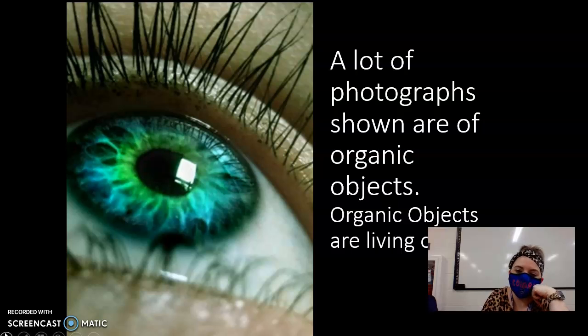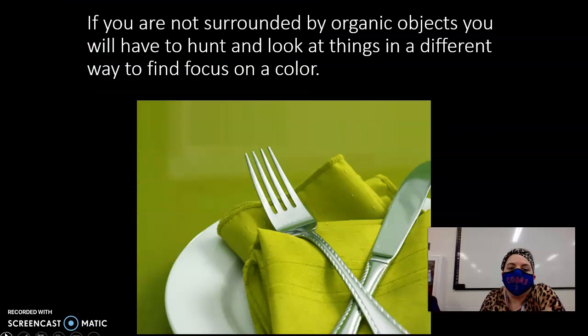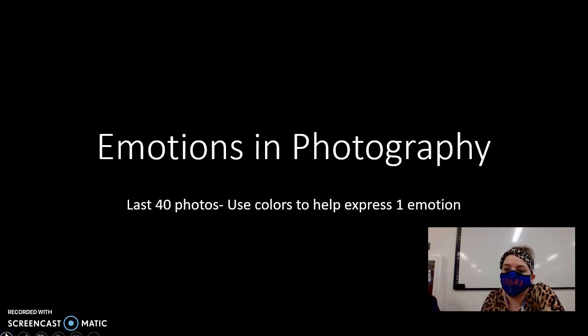So a lot of the photographs I showed were of organic objects, and these are things that are living, things that are in nature, people, animals, etc. Now, if you're not surrounded by organic objects, you do have to hunt and find things to get the color across. So here the tabletop is green, the plate's white, but the napkin's also green, and the fork and knife are neutral. So setting up your own still life, like I already said, you might have to do that.